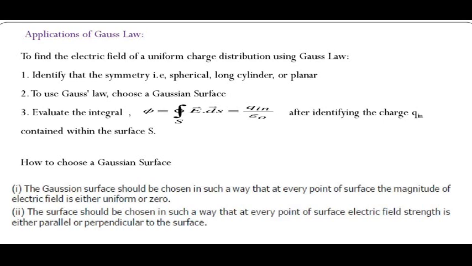Now how to choose this Gaussian surface? The Gaussian surface should be chosen in such a way that at every point of the surface, the magnitude of electric field is either 0 or it is uniform. Second point is that at every point on the surface, the electric field strength is either parallel or perpendicular to the surface. I am sure you are able to recall this point easily from your previous classes.